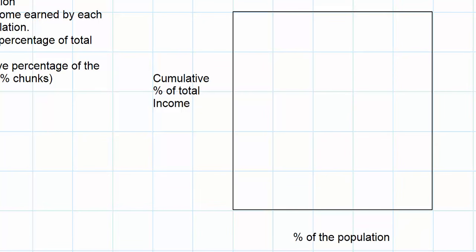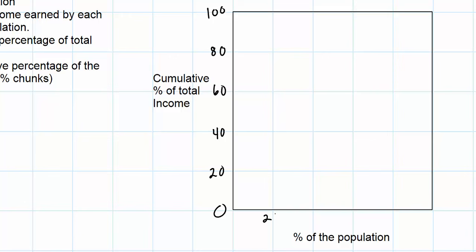The total income earned by the people of a nation can be graphed from 0% to 100% in chunks of 20%. So we can put 20% of total income, 40% of total income, 60%, 80%, up to 100% of total income. On the horizontal axis, we're going to plot the percentage of the population, and then we will be able to compare how much each percentage of the population earns in terms of the total income.